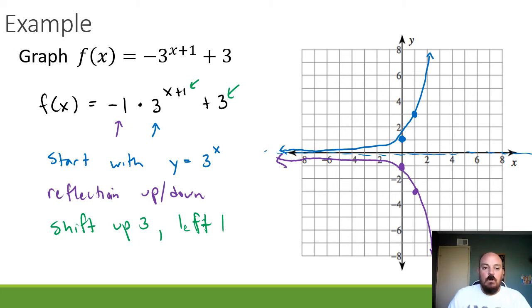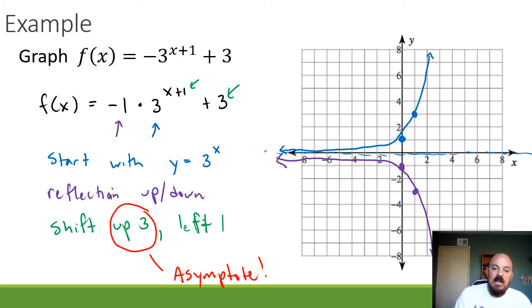Okay, now all we have left is the shifts, and I usually do those 2 at the same time. I don't need to do each one as a separate step, but one thing I do want to mention before we move on is that this shift up is the only one that will also move the asymptote. A stretch, a reflection, a shift left and right, none of those move a horizontal asymptote, but a shift up 3 will. So when I go to draw my final answer, I'm going to do that first. I'm going to count up 3, and I'm going to put my asymptote right here.